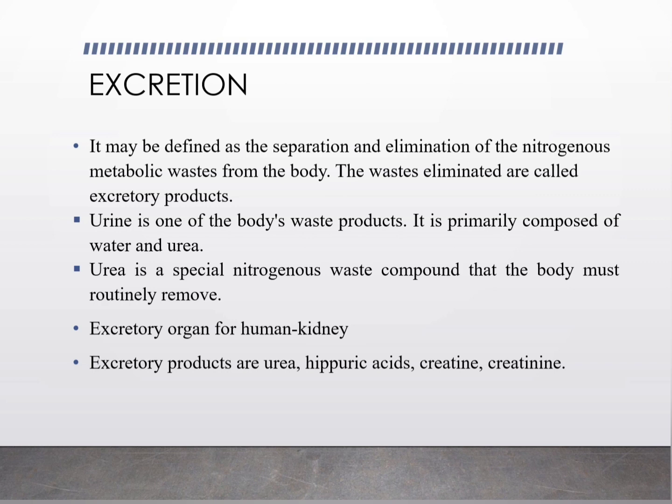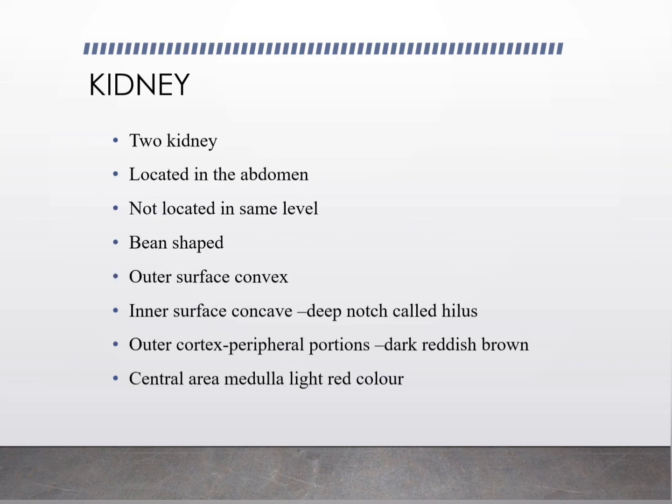It is primarily composed of water and urea. Urea is a special nitrogenous waste compound that the body must routinely remove because it's toxic. The excretory organ for humans is the kidney. Excretory products for mammals are urea, hippuric acid, creatinine and creatine. So the kidney is the excretory organ for man.